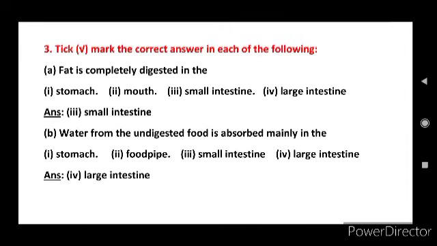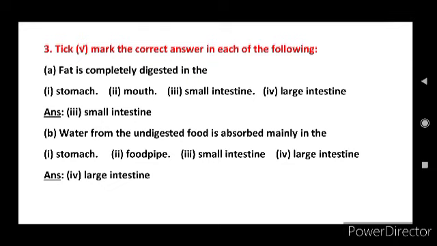And next important questions here. Tick mark the correct answers in each of the following. So here choose the correct options. In that A question, these questions are also important. Fat is completely digested in: first option stomach, second option mouth, third option small intestine, fourth option large intestine. So the fat is completely digested in the small intestine.